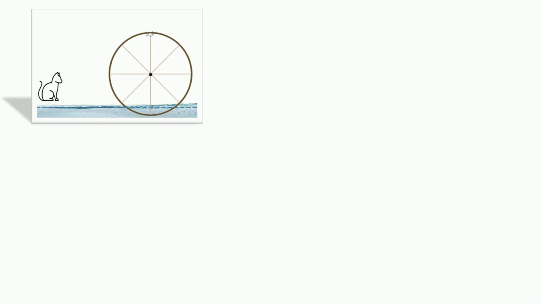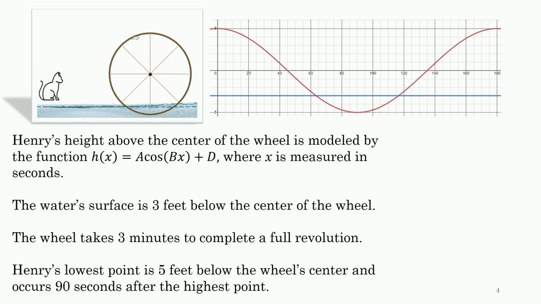All right, so here's our situation. Henry's height above the center of the wheel is modeled by this function, h of x equals a cosine bx plus d, where x is measured in seconds. So the height is y, x is in seconds. That probably doesn't make a whole lot of sense. I'm going to take a couple minutes and explain how all that works here in just a moment.